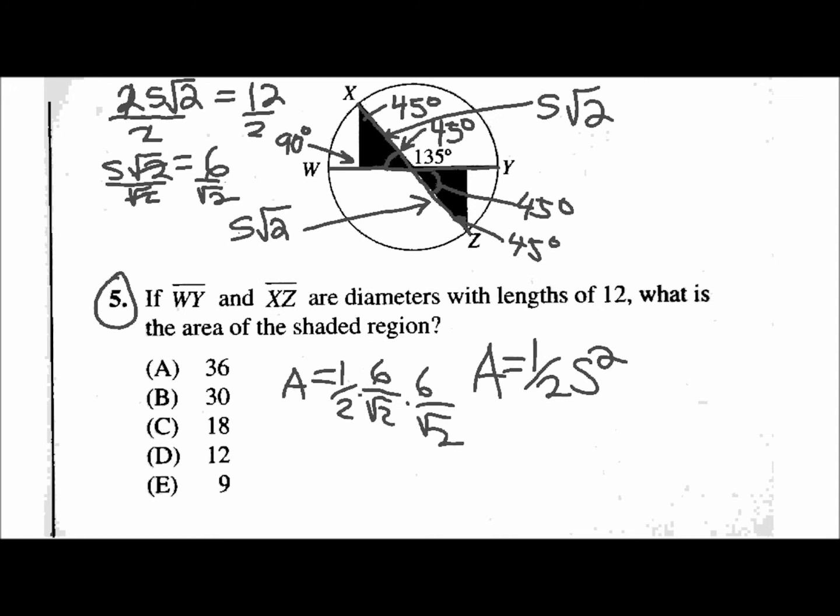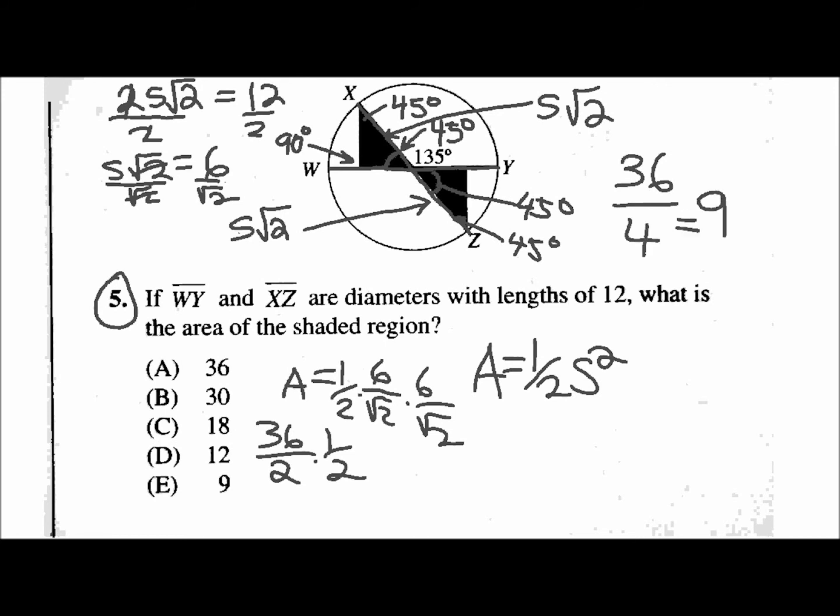Okay, let's simplify that. When you multiply two square roots times each other, they become a whole number. And so we'll take the denominators times each other first. We get 36. And square root of 2 times the square root of 2 is 2. And we've got to multiply that times the 1/2. That gives us 36 over 4, which equals 9.